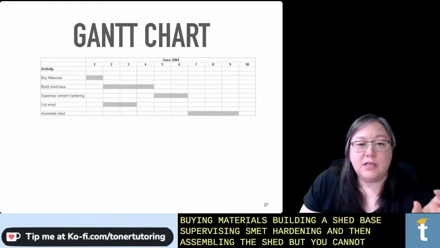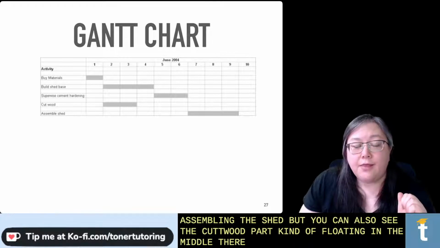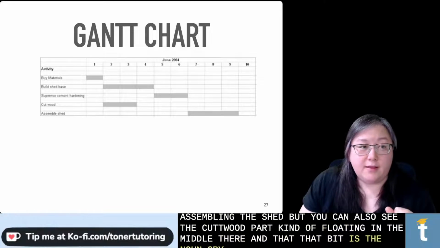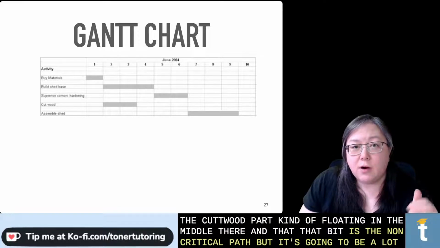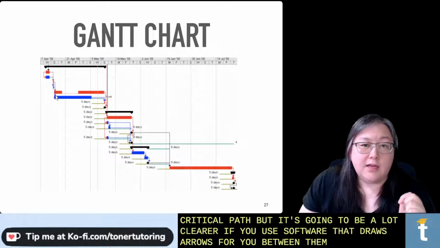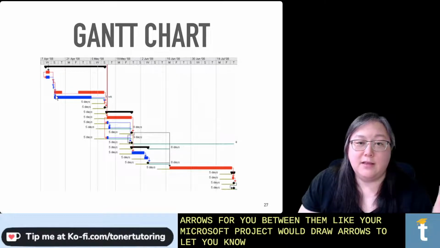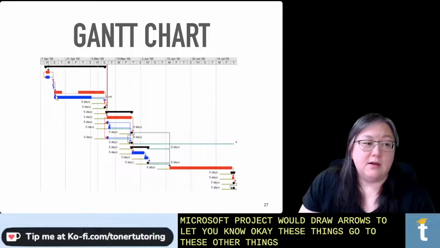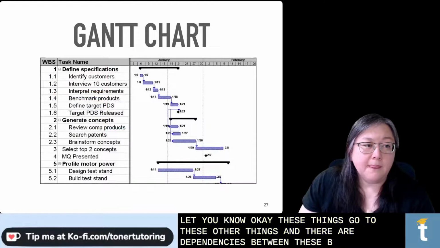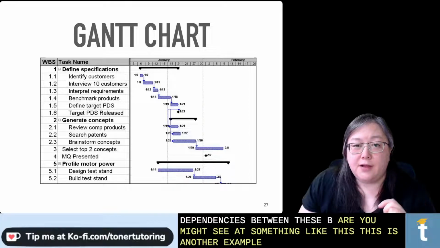But you can also see the cut wood part kind of floating in the middle there, and that bit is the non-critical path. But it's going to be a lot clearer if you use software that draws arrows for you between them, like Microsoft Project would draw arrows to let you know, okay, these things go to these other things, and there are dependencies between these bits. Or you might see it something like this. This is another example of a Gantt chart.